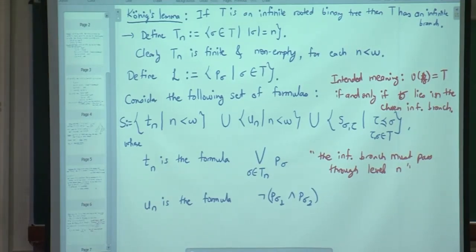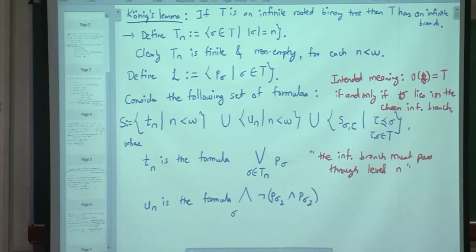So this formula, P sigma 1 and P sigma 2, is not simultaneously true. Therefore, this conjunction is always going to be false. We want this to be false for every level, right? Yes, so we need a conjunction there. And for sigma, we want the formula to be true.